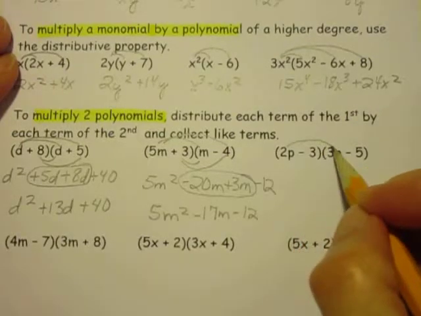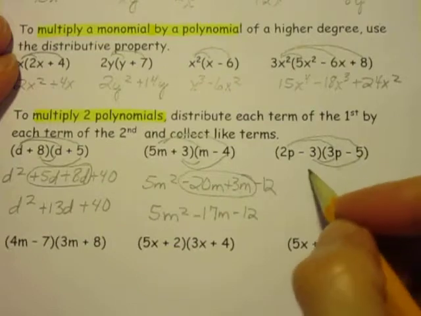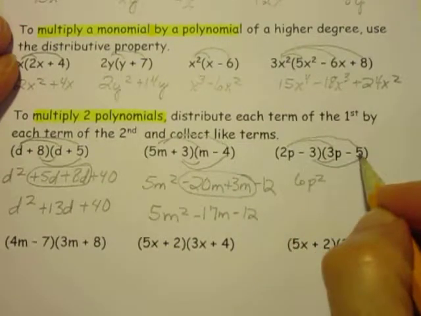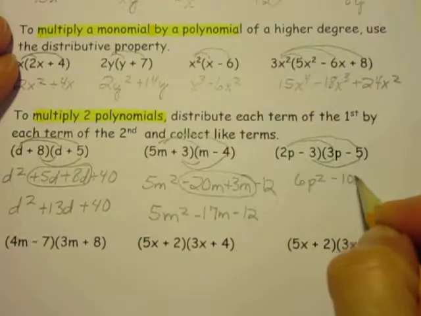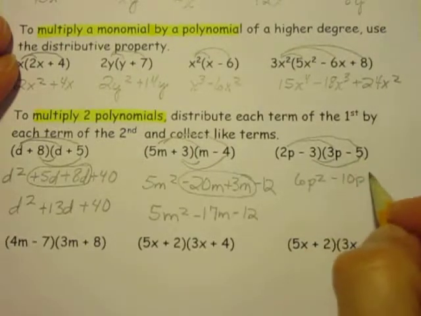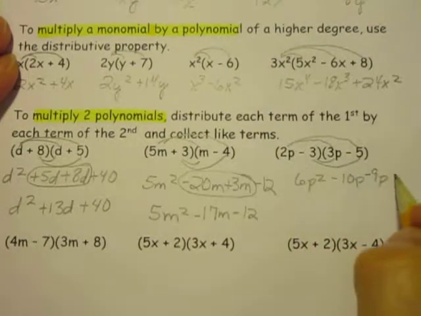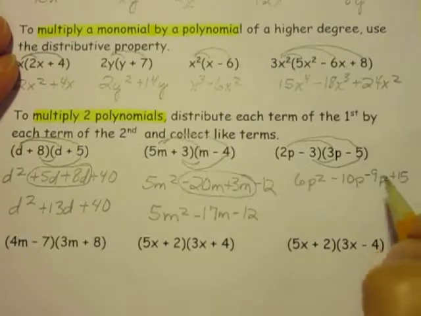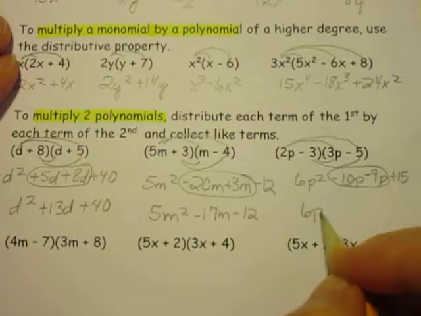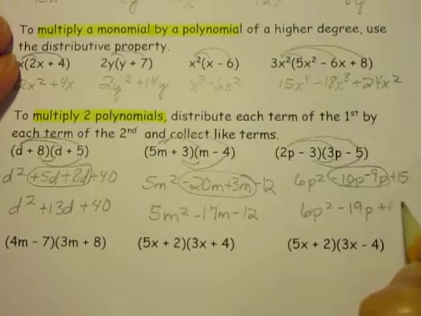Okay, rainbows and scoops again. So 2p times 3p will give me 6p squared. 2p times negative 5 is going to be minus 10p. Negative 3 times 3p is going to be negative 9p. Negative 3 times negative 5 is going to be positive 15. I'll collect my 2 middle terms. So we'll have 6p squared minus 19p plus 15.